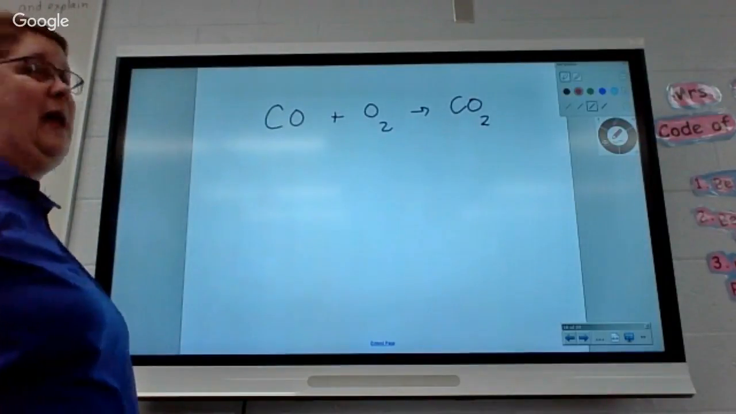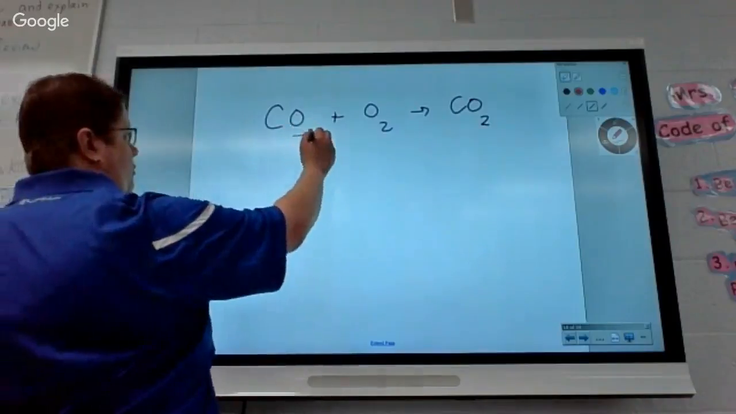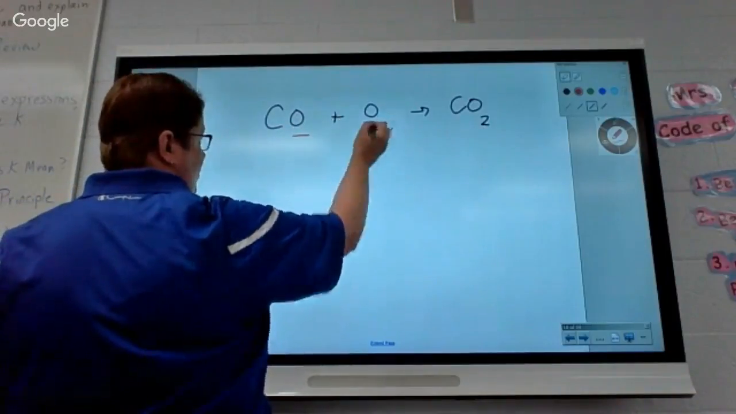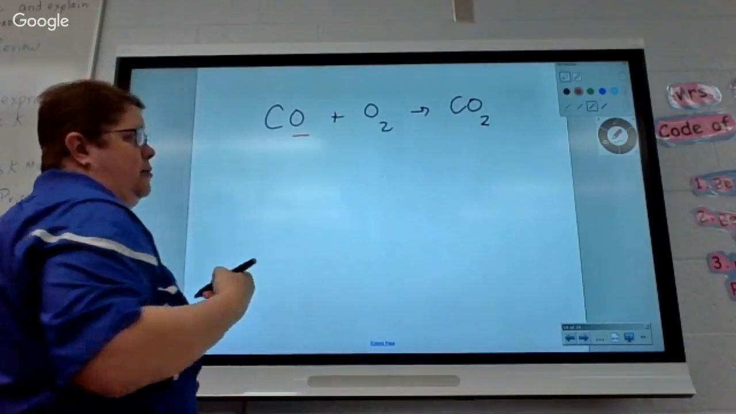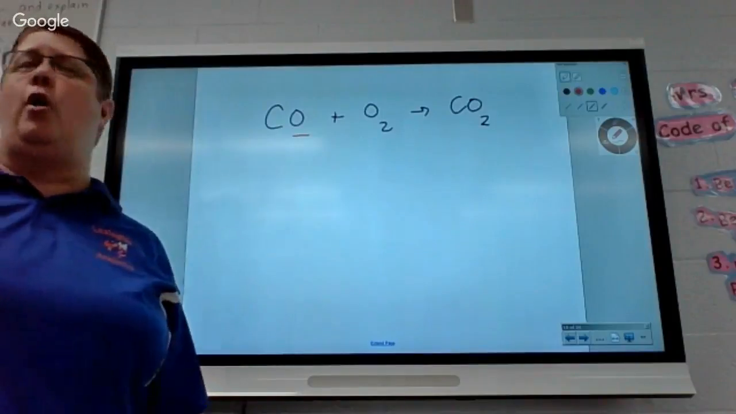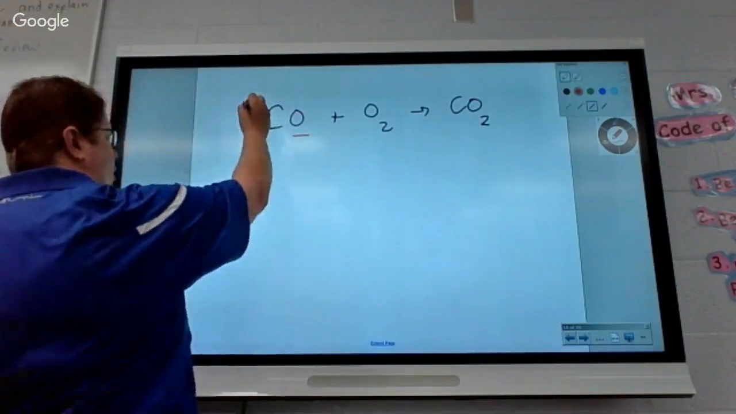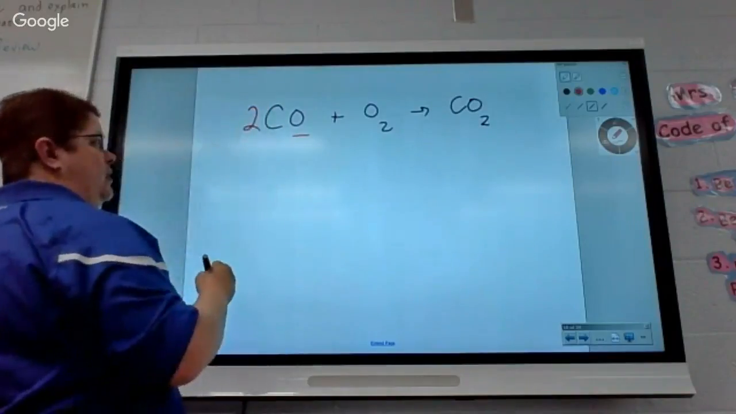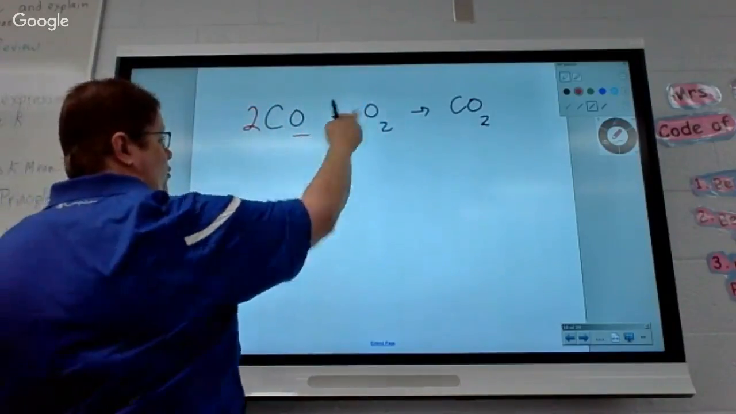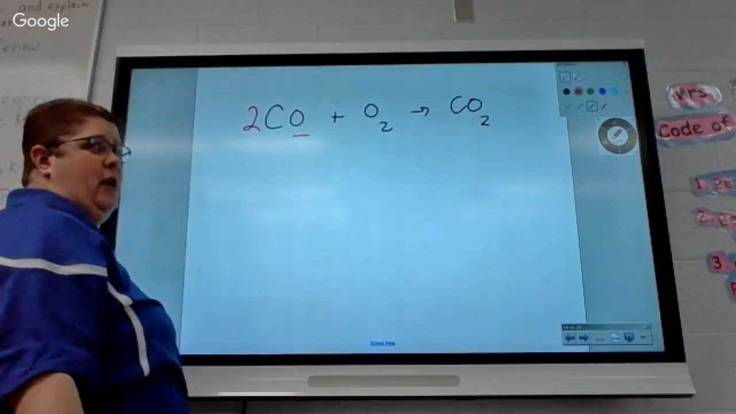Some of you said it was balanced. How many O's are here? 3. Yeah, there's 1 there and there's 2 there, so you've got 3. Remember what I told you: even numbers are always easier to balance than odd numbers. So the first thing I do is try putting a what here? A 2, because now you have 2 plus 2, which is 4. It's an even number.